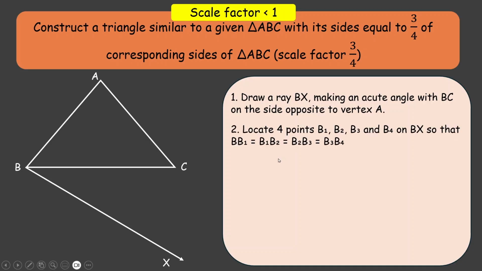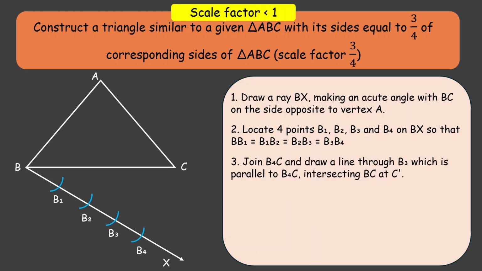Now, for the next step, we'll make 4 arcs B1, B2, B3, B4 on BX such that they are at equal distances. Now, we will just look at the greater number. The greater number here is 4, so we'll make 4 arcs. We'll keep the compass over here, open it to a certain length, and make one arc B1. Then keep the compass over here and make another arc B2. Like this, we'll continue and make 4 arcs. Then we'll join B4 to C.